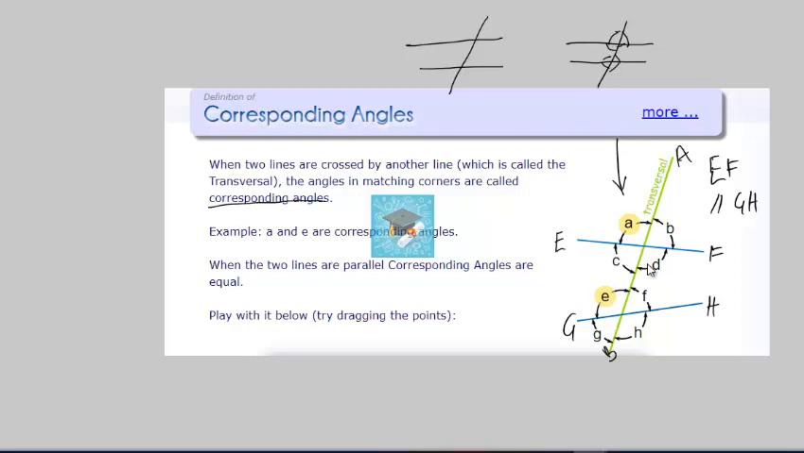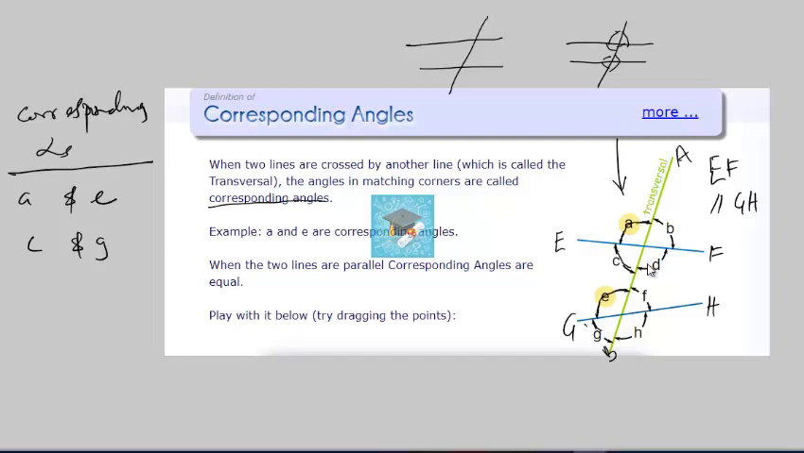Now if you look at A, my A here is matching my E, it is similar to my E. So A and E are corresponding angles. So the corresponding angles in the case of this diagram are A and E. Then C and G are also corresponding angles. C and G, which is this C and G, are corresponding angles.